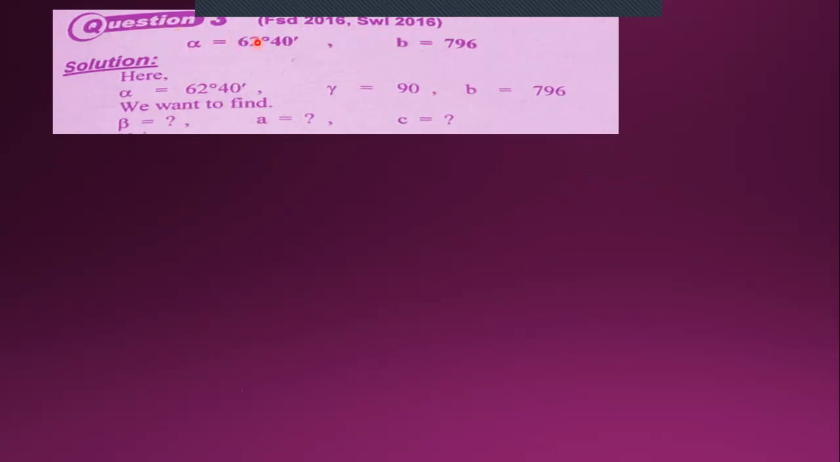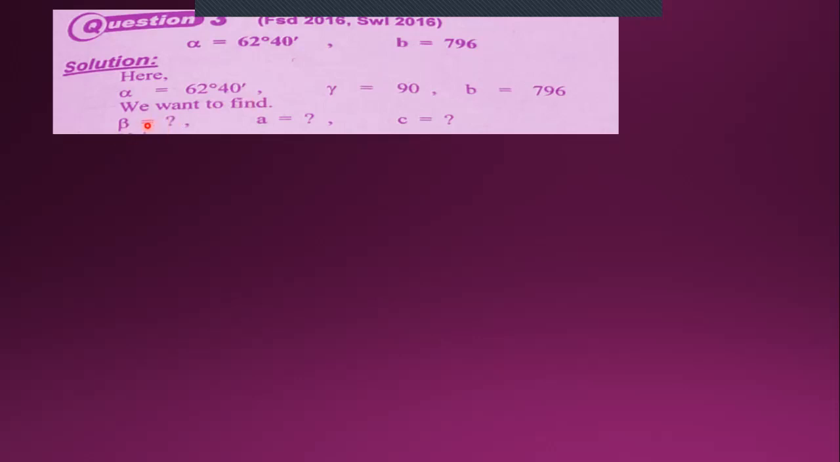Look at question number 3, and here the things given, look at the data: alpha is given and B is given. Again, the same case is given here. You have been given 62 degree 40 minutes and B is 796. We are to take gamma equal to 90 degree again in this question, because I have told you that we are to solve all the questions under that statement, under the same umbrella. So alpha equal to 62 degree 40 minutes and gamma equal to 90 for all the questions we are going to solve. B equal to 796.